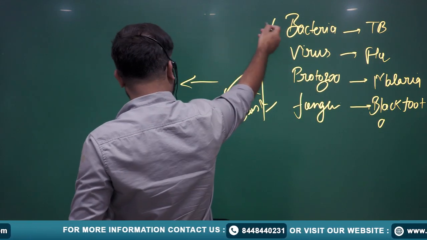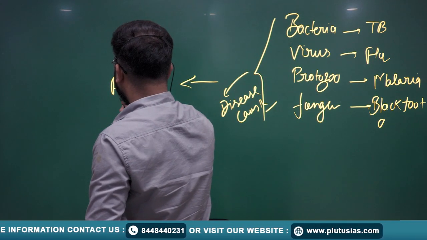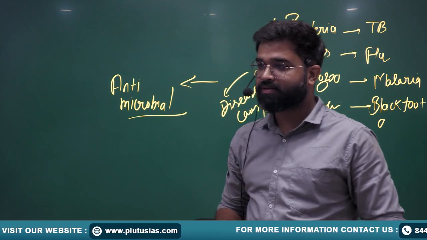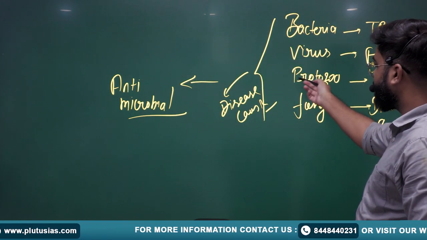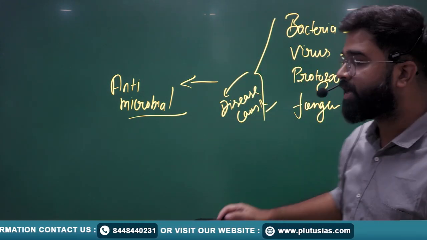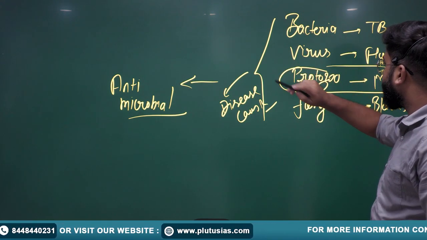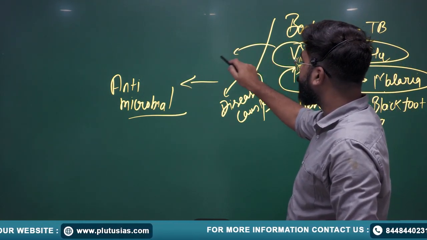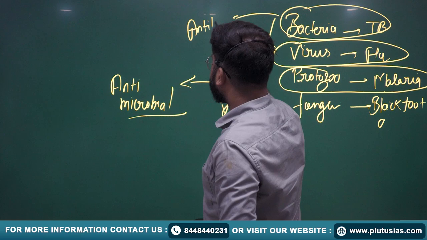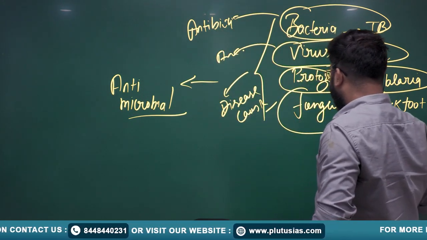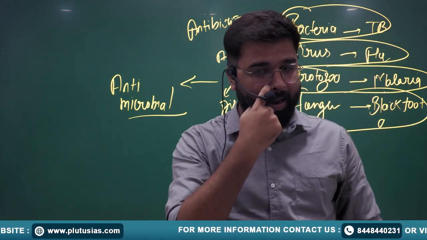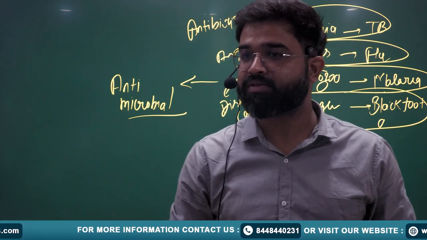To prevent all those infections, antimicrobials are used against them. Is it okay? If you have malaria, then you will take some medicines which will be antimicrobial that can treat that disease. In the case of virus, you will take antivirals. In case of bacteria, you will take antibiotic. In case of fungus, you will take antifungal. Why? To treat those diseases. Simple.